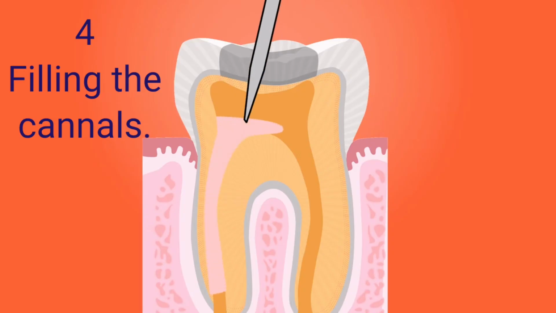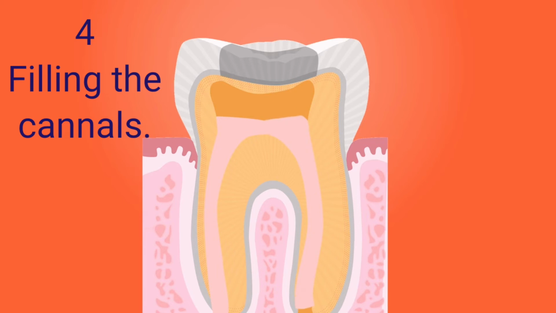Step number 4. Filling the canals. The dentist will use gutta percha to fill the canals. This rubber-like material is placed inside the canals and then heated. The dentist compresses it so it fits snugly against the walls. The dentist adds adhesive cement to further seal these canals. Properly sealed canals keep bacteria out.